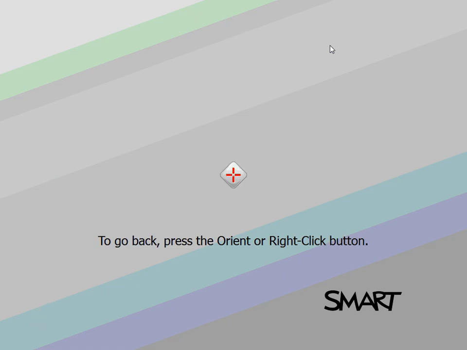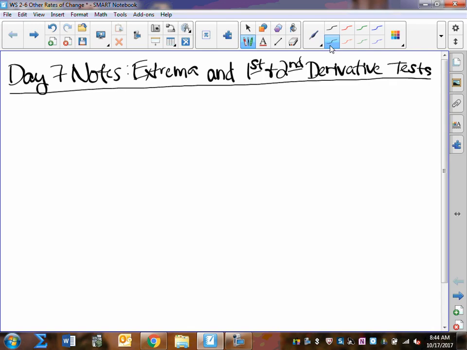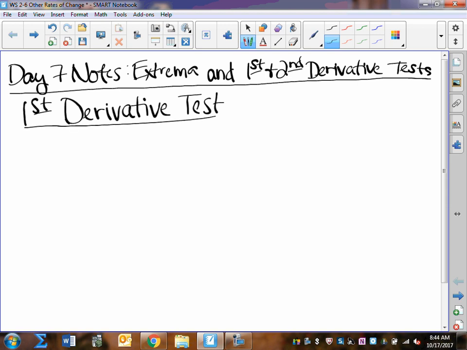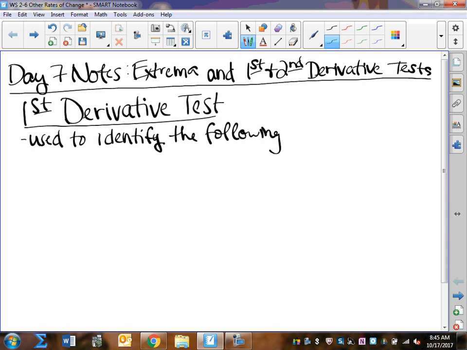So our first and second derivative tests tell us characteristics about my original function. All right, let's start off with our first derivative test. Our first derivative test deals with the first derivative, and it is used to identify multiple things about the original function.